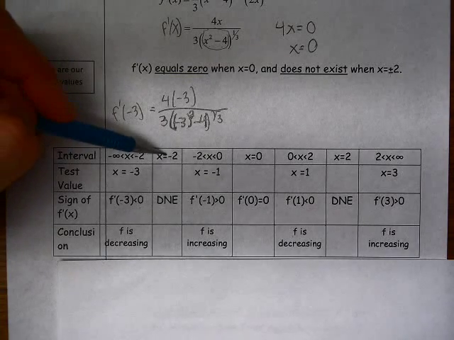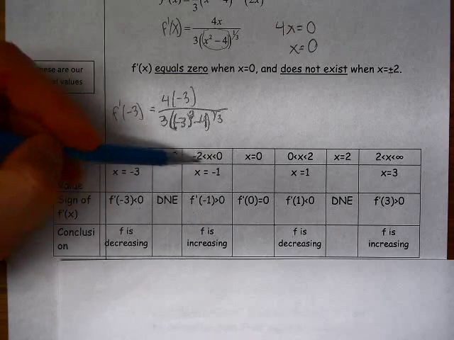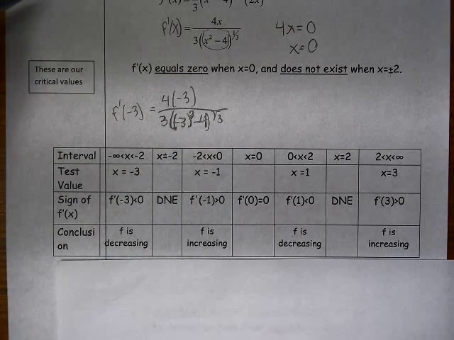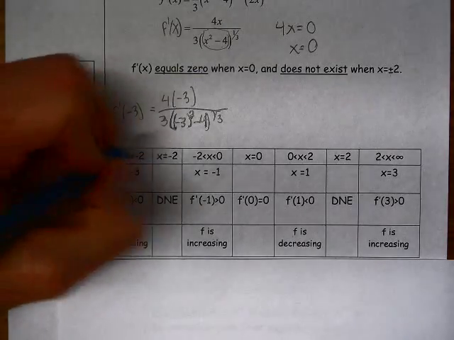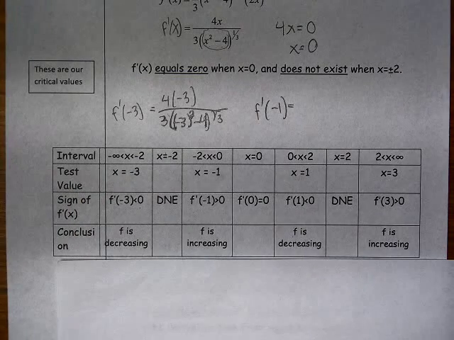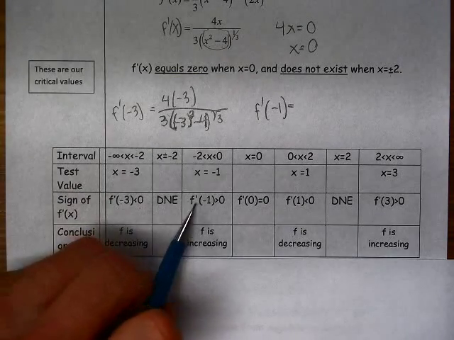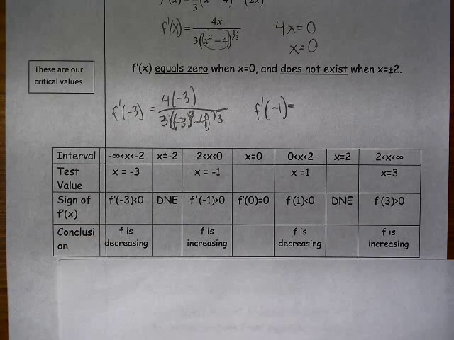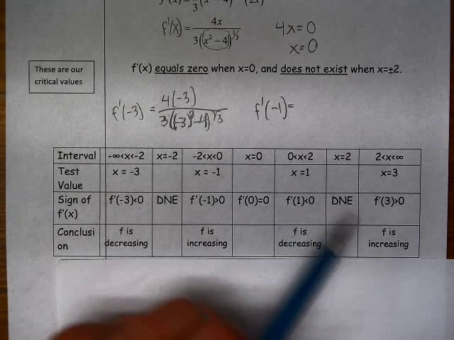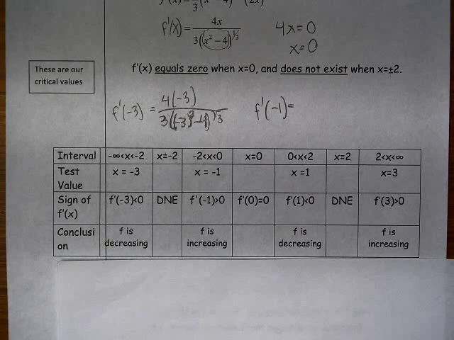All right, I have my critical number. I have the next interval. I choose some value inside that interval. Again, I choose one that's relatively easy to calculate. I do the same thing. I want to find f prime of negative 1. I do it the same way I did this. In this case, I find that f prime of negative 1 is greater than 0. So it's a positive number. That means f is increasing. So on for x equals 1 and x equals 3.